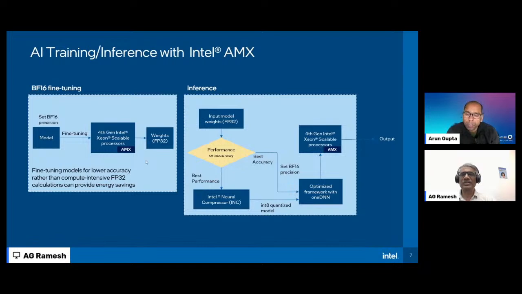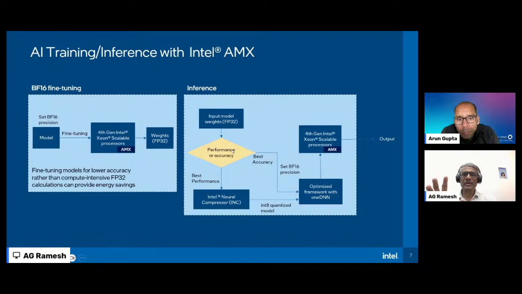The reason we store them back in FP32 is so you can then run them, like Arun said. Some instances may not have AMX, so you may not get a lot of benefits, and it might be better to run them in FP32. So we just store them back in FP32. If you're doing inference, you have a couple of choices. Like I said, we support int8 and we support bfloat16.